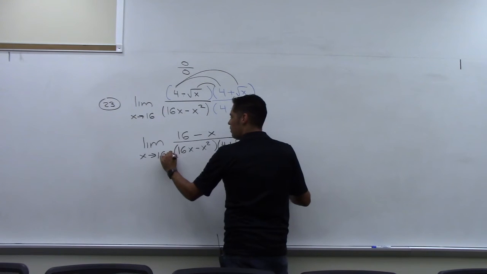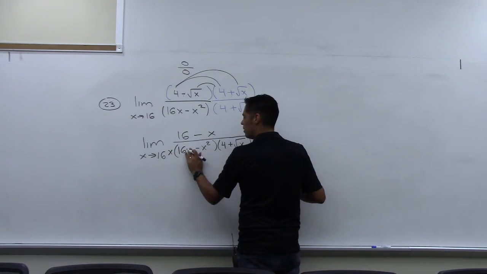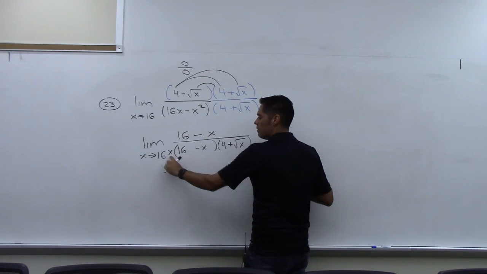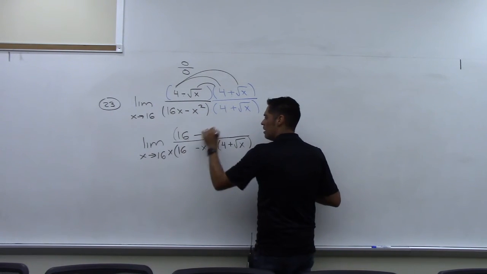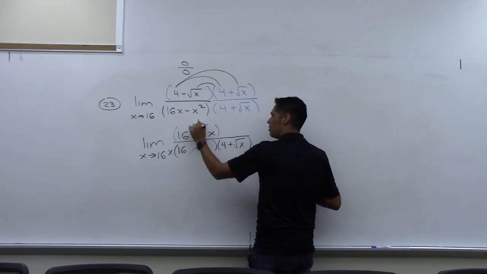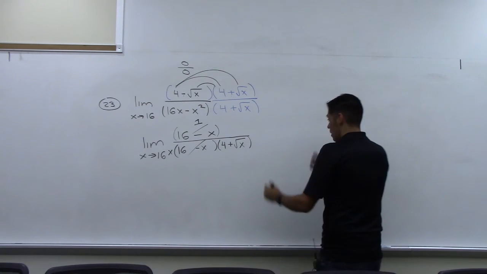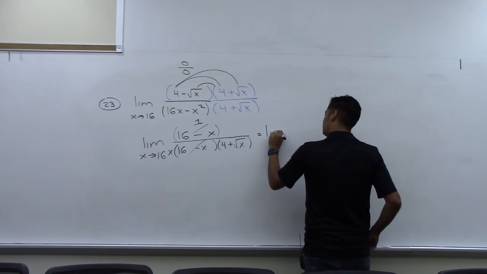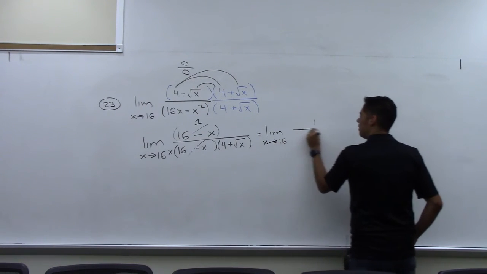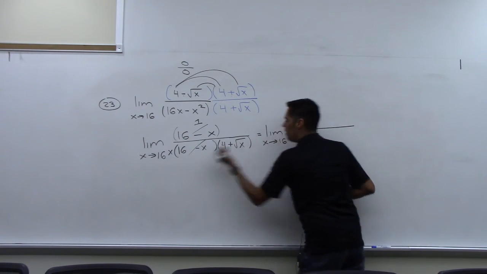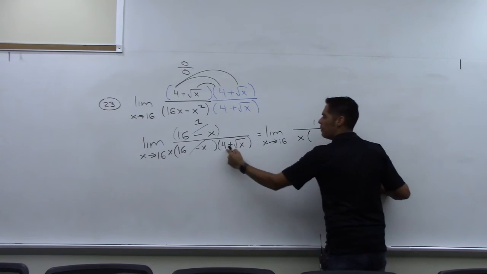I'm going to pull that x out right there, and I'm going to erase this one and reduce that one. So if I multiply that back through, I would have got back this. And now you see this factor and this factor cancel. That's a 1. Don't forget the 1 up top. So you're going to be taking the limit as x approaches 16. We have a 1 on top, we have the x we pulled out, and then we have the 4 plus root x.